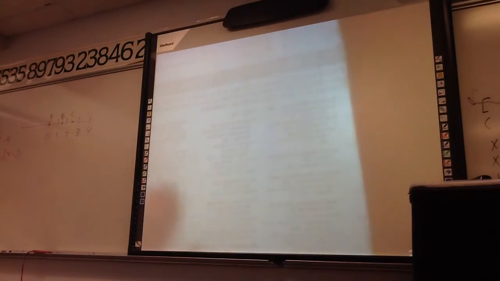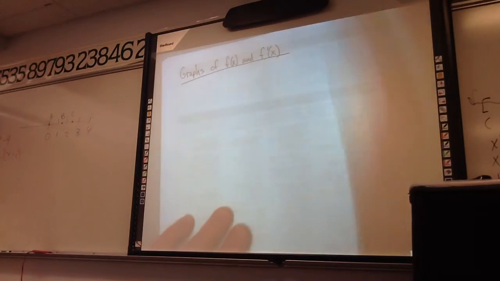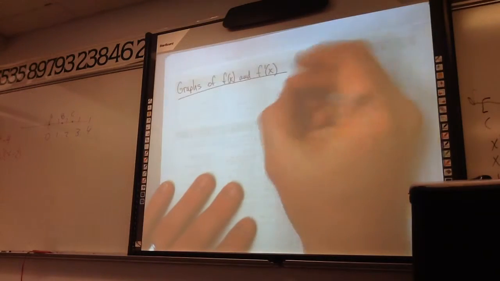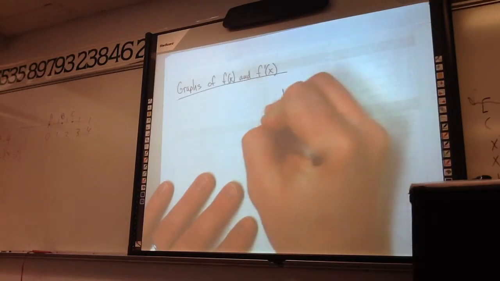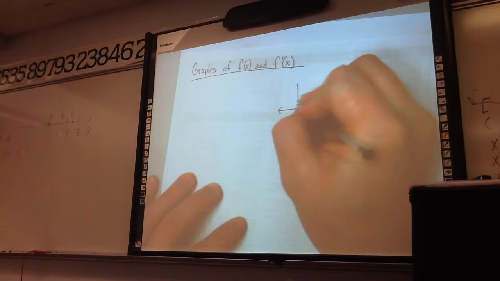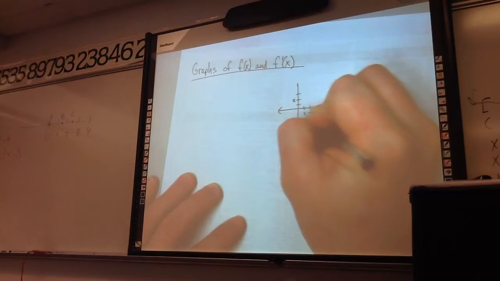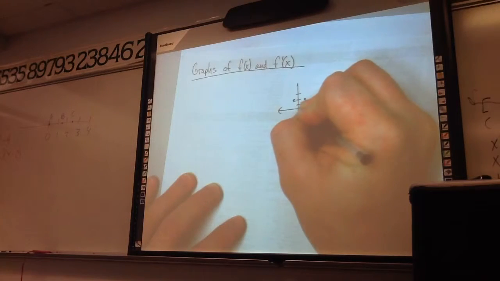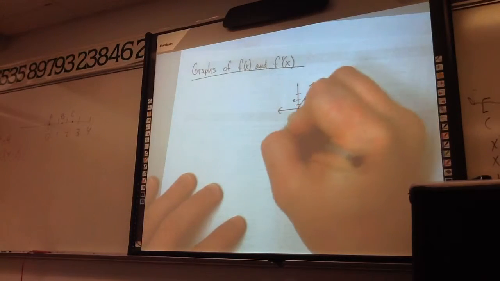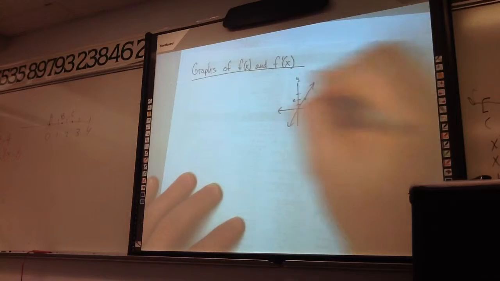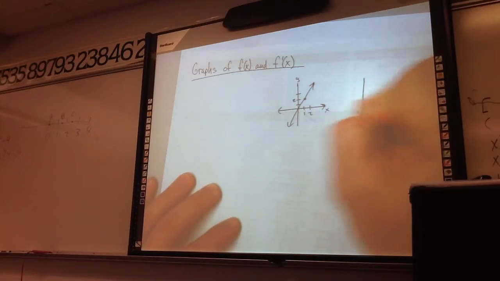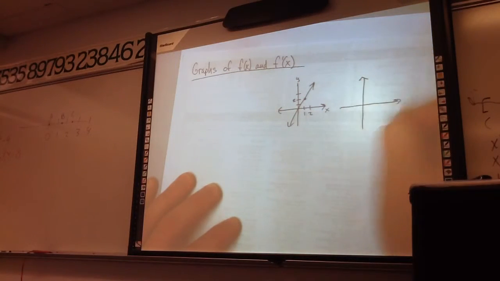So if you have a graph, we'll just do a second one here real quick. Let's say, give you an easy one. Here. Ready? 2, 1. There's my original graph. What would the graph of the derivative look like?